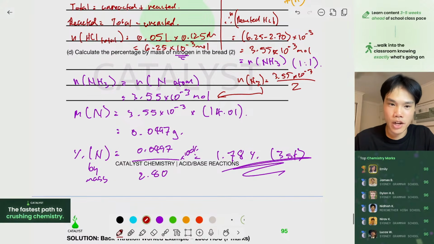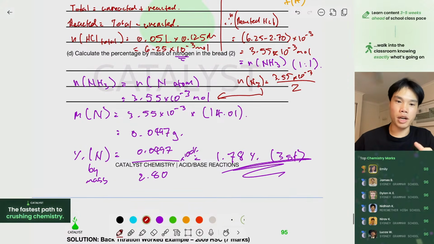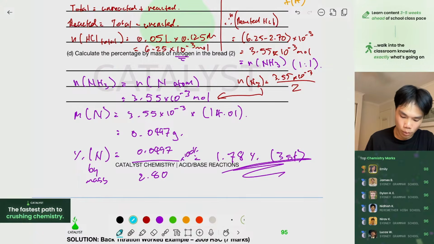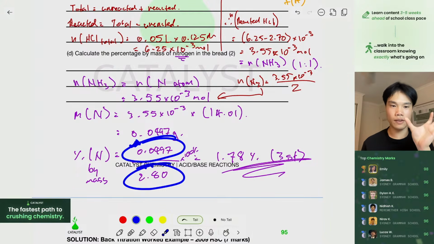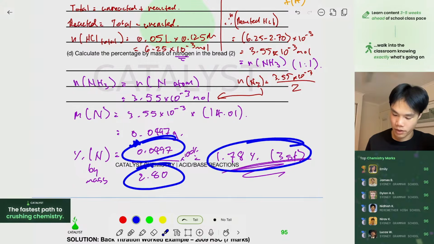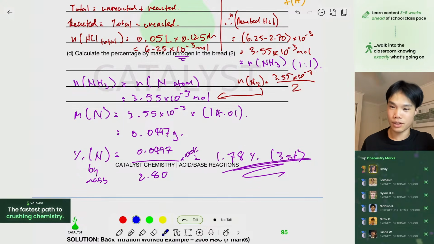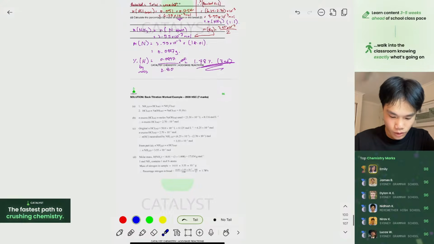So we've got to our final step. We know the mass of nitrogen, and the final part is finding the percent by mass in the bread. We know the total mass of the bread is 2.8. The mass of nitrogen content is 0.0497 grams. To find the percentage, we take how much is nitrogen divided by the total mass, which gives us the percentage of the total mass that is nitrogen. And that's 1.78% to 3 sig figs. Okay, sweet. Cool. So that's all on back titration.